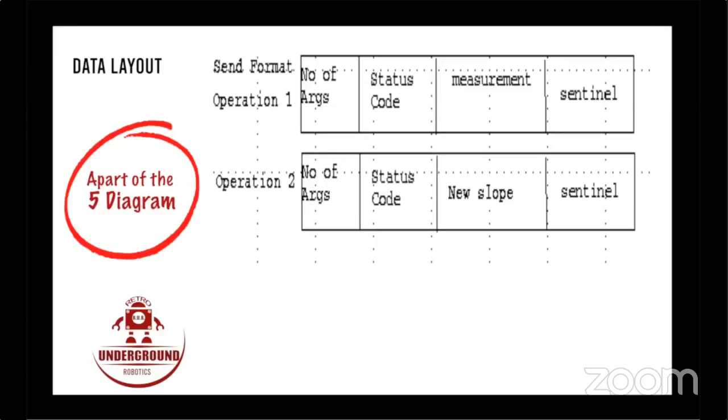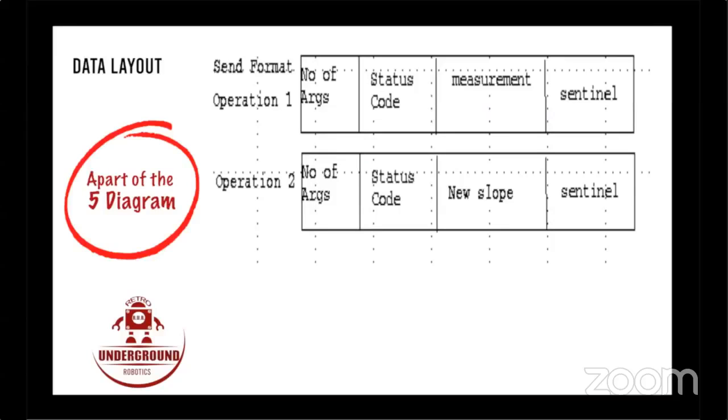And for operation 2, which is the calibration, the agent sends you back a new slope and a status code. And if the status code is an error, then you know you can ignore the measurement and the slope, right? And if it is an error, our status code will tell you what went wrong with the measurement or what went wrong with calculating the new slope, okay?